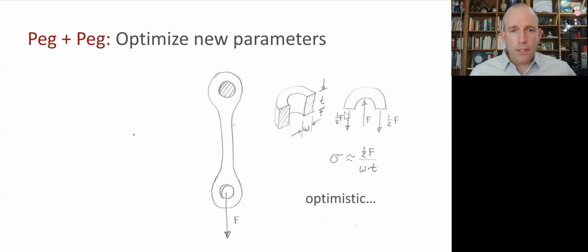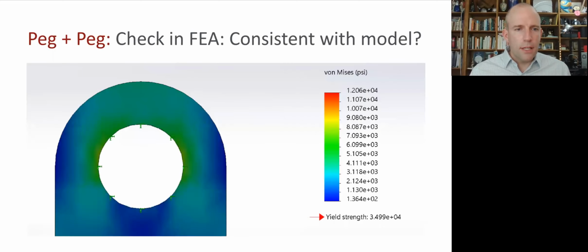And that would result in, say, a very nice even pattern of stress across this cross section equal to 1/2 the force divided by the width times the thickness. But this is a little bit optimistic, but it could probably still get us in the right neighborhood for values of width, say if our thickness was already selected based on the main portion of the body. Let's throw it into FEA and see what we get.